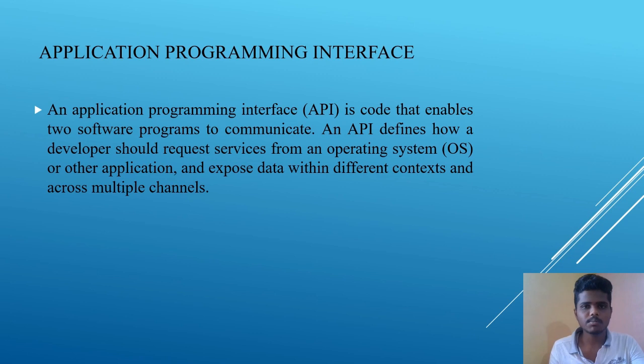Now the application programming interface, that is the API. An application programming interface is code that enables two software programs to communicate. An API defines how a developer should request services from an operating system or other applications and expose data within different contexts and across multiple channels. So this is about the API.